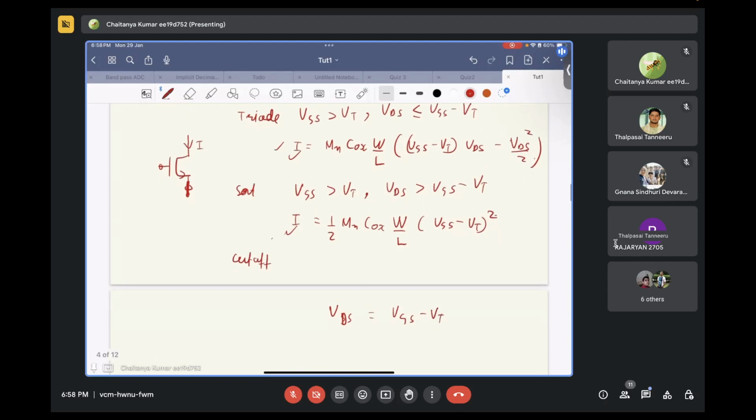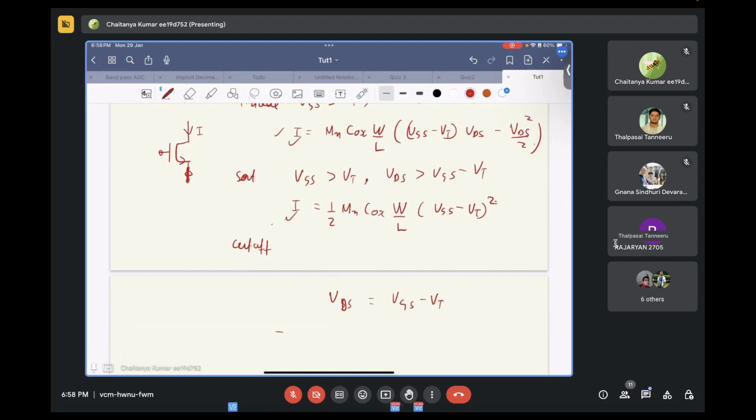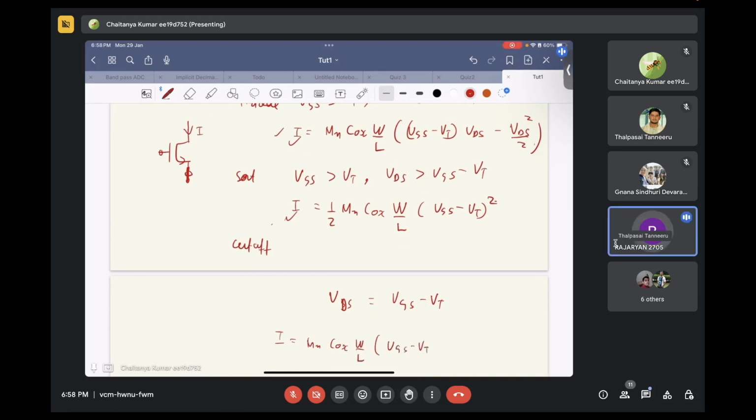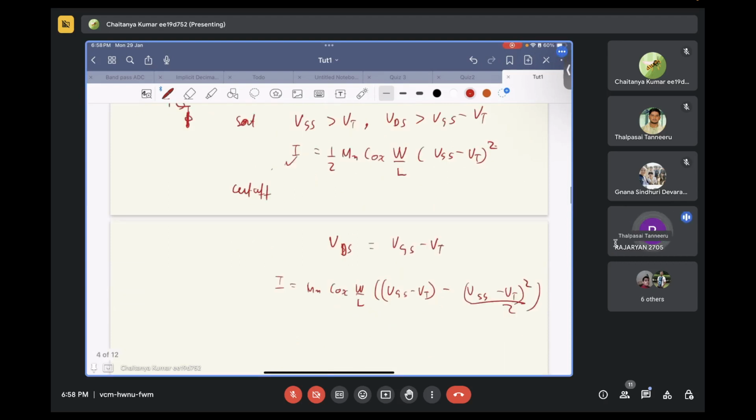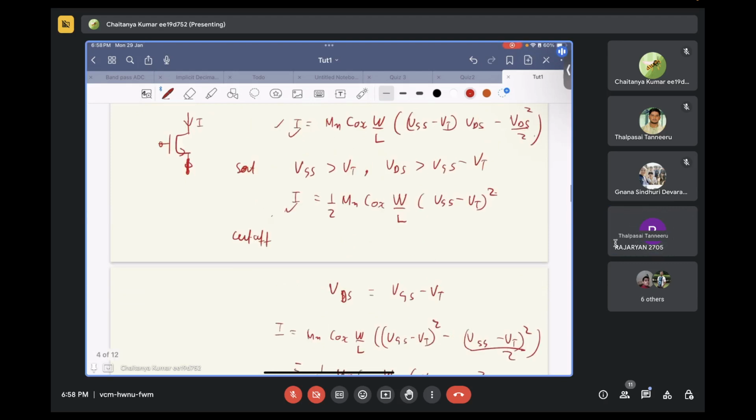If you try to find out the current from the triode equation, what do you get? I is equal to mu n Cox W by L times (VGS minus VT) whole square, because VDS is also equal to VGS minus VT, minus (VGS minus VT) whole square by 2, and that comes out to be half mu n Cox W by L times (VGS minus VT) whole square. This is the same equation as the saturation current. Okay, yes, sir.